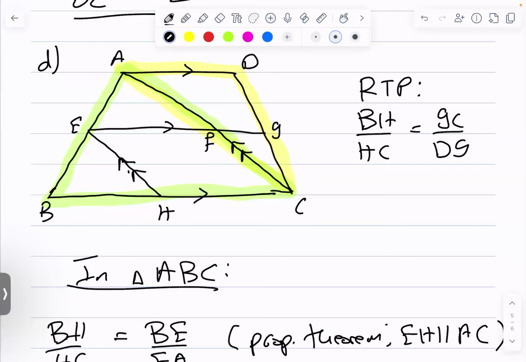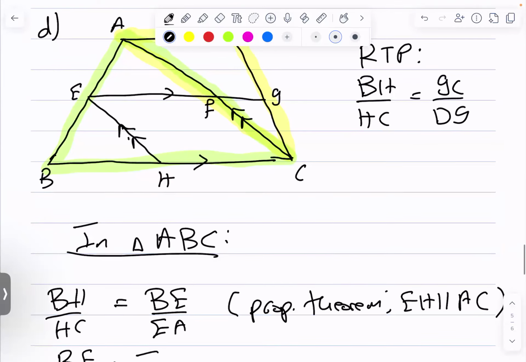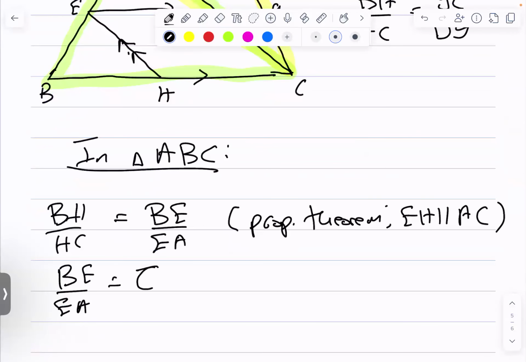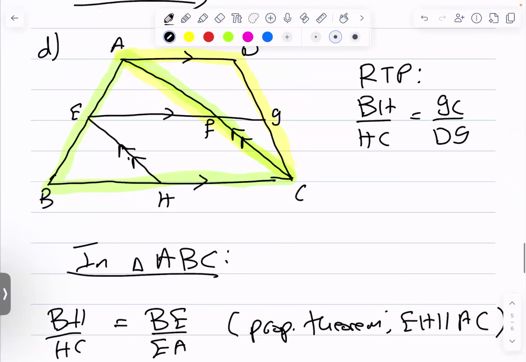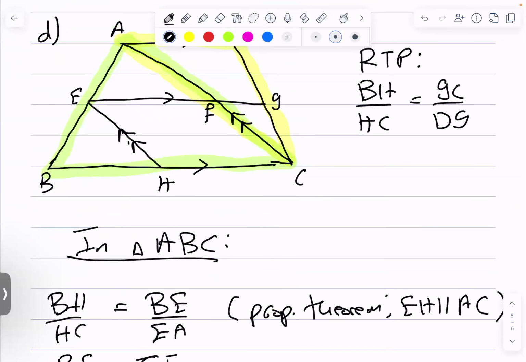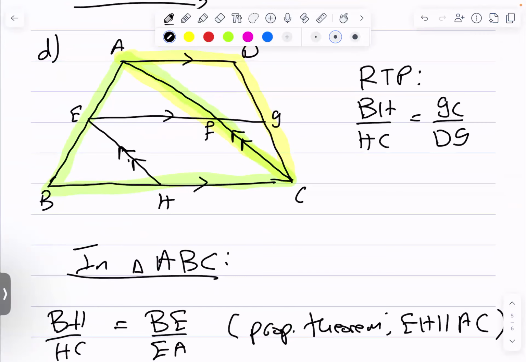Instead, if it's not equal to BH over HC, it's also equal to what? CF over FA. Yes, can we take that one? Do you see why I'm saying can we take that one instead of the one of BH over HC? Do you see why? I'm asking, do you guys see why?